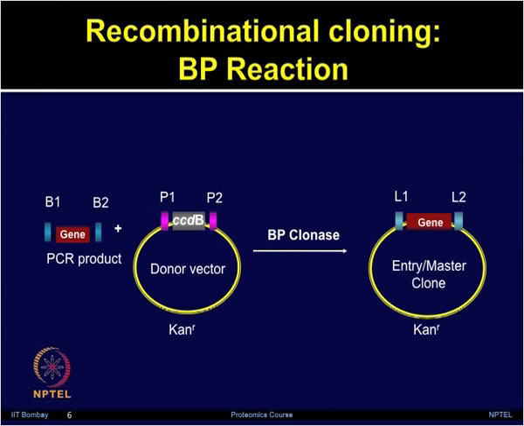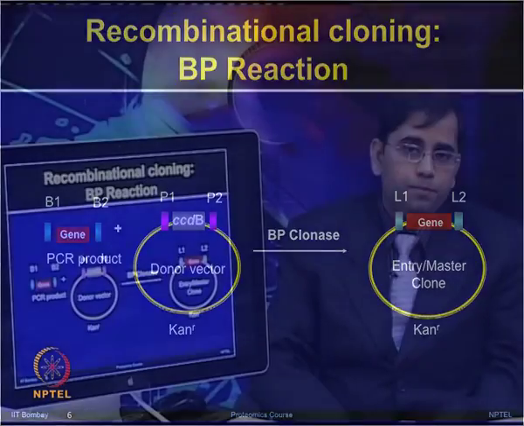So, as you can see in this slide, there is a donor vector or pDONR that contains attP sites flanking a ccdB gene, a counter-selectable gene, that recombines with the gene of interest, which is flanked by the attB site, which you can see on the left hand side. This gene fragment can be produced from the PCR product and it contains attB sites, and you have a donor vector which contains a selectable marker, a kanamycin resistance marker, and attP sites.